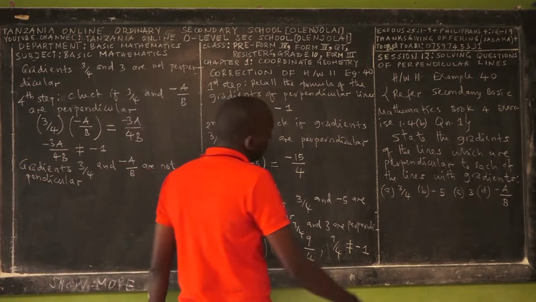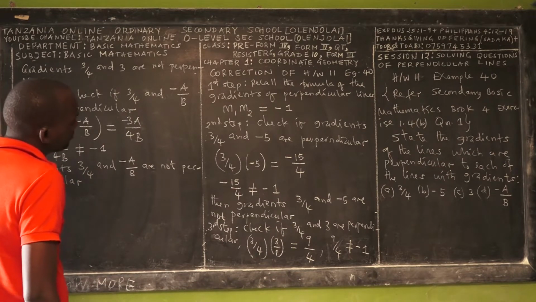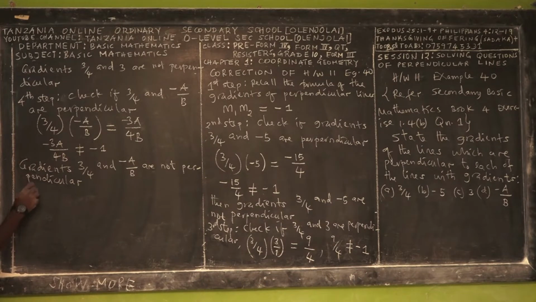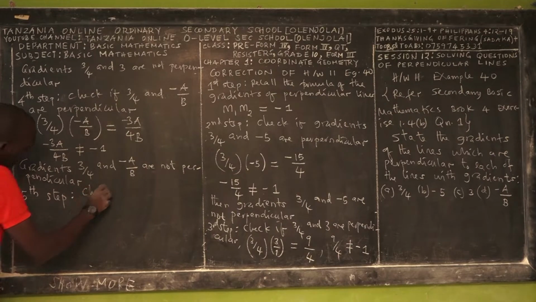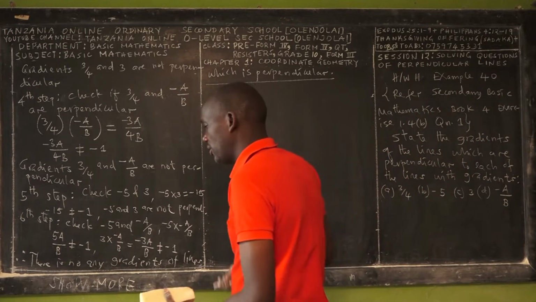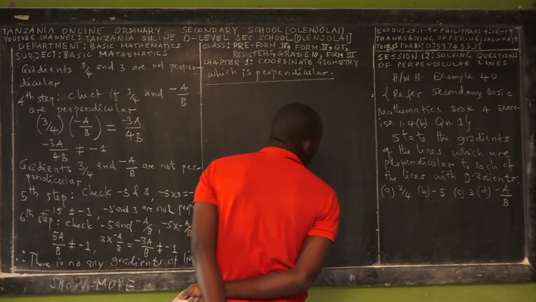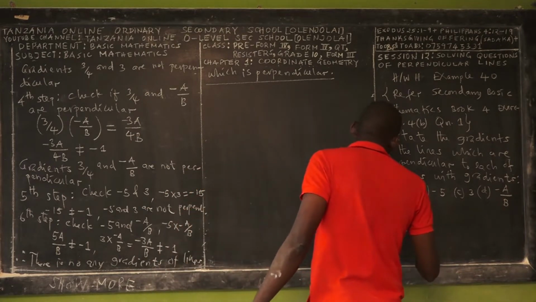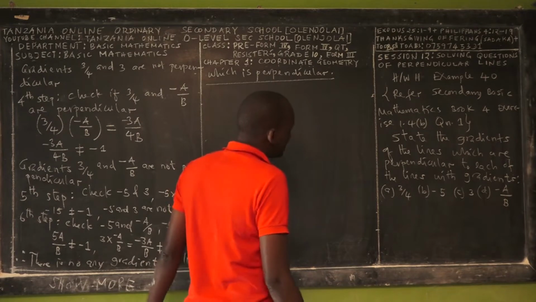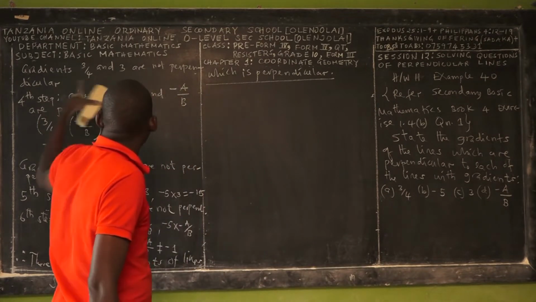So then let us check negative 5 and 3 and negative 5 and negative a/b. Because we know now the steps, the first step, keep on checking. So you have to follow just these steps. You'll be given gradients. It means that we have to check gradient 3/4 and gradient negative 5. Are they perpendicular? If they are perpendicular, the products of them should be negative 1. Then the second step, you have to check that gradient 3/4 and 3 are perpendicular.